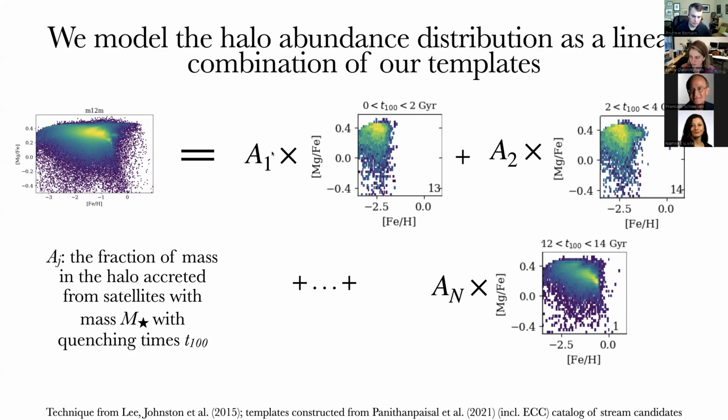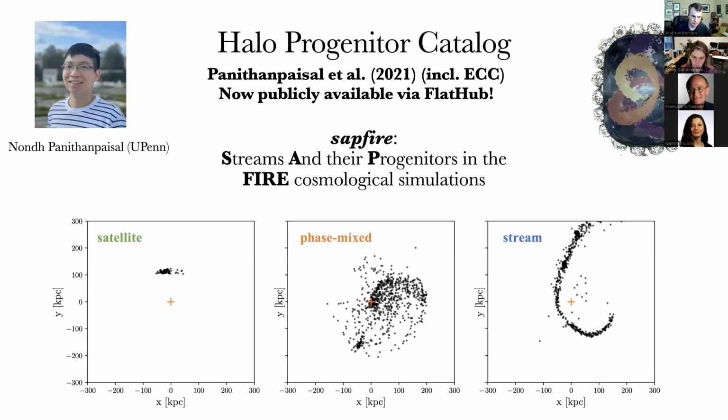So to create these templates, I relied on the Halo Progenitor catalog from Nondh Panithanpaisal, who is an outstanding graduate student at University of Pennsylvania, working with Robyn Sanderson, where he wrote a really fun paper on the properties of stellar streams, but also satellite galaxies and phase-mixed debris in the FIRE simulations. But also excitingly, I wanted to plug that Nondh's catalog is publicly available. So if you are interested in streams in cosmological simulations, please go check out his work and check out his database that's available. It's hosted at Flatiron via FlatHub, and you can play around with the different properties of the streams, and it's very fun, so go check that out.